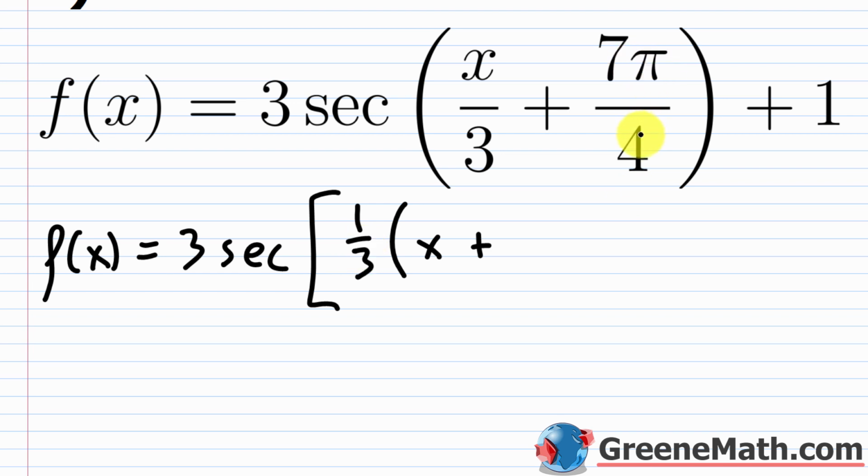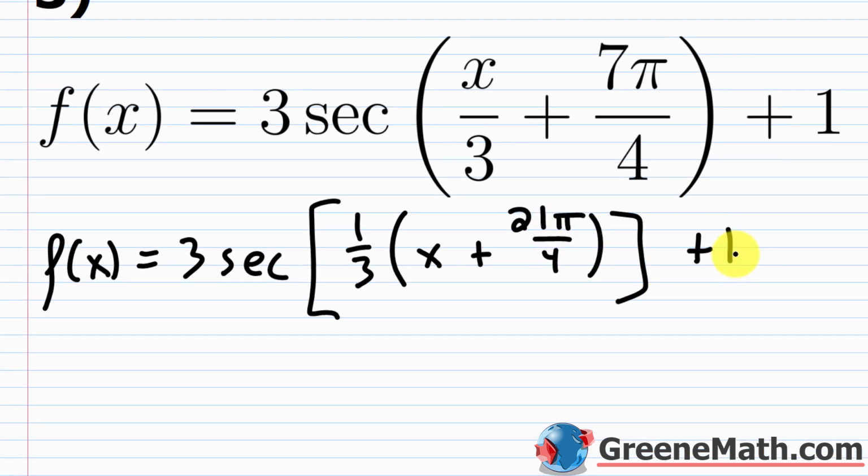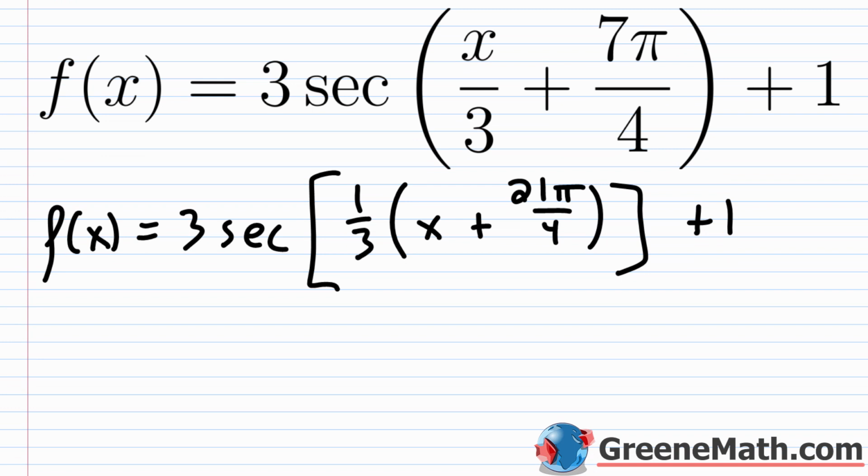So 7 pi over 4 times 3 would be 21 pi over 4. And so now it's very easy to get the phase shift. Let me start off with the period. So the period here is going to be 2 pi, the standard period for secant, divided by 1/3. So that's 2 pi times 3, which is 6 pi.